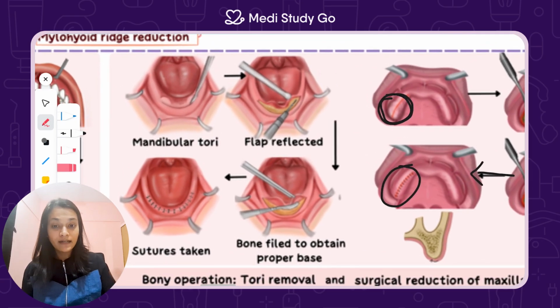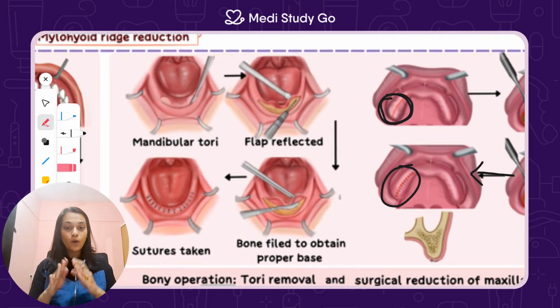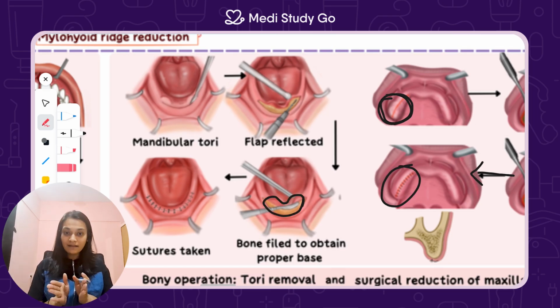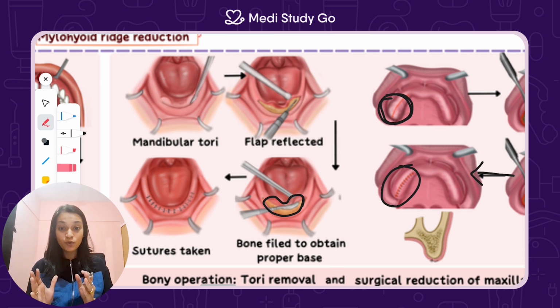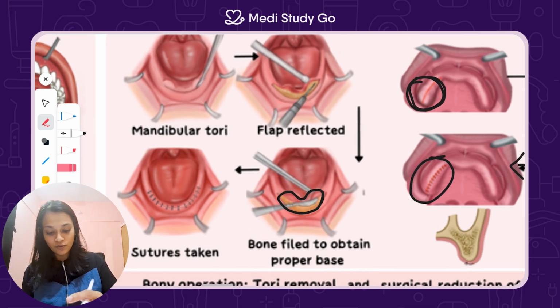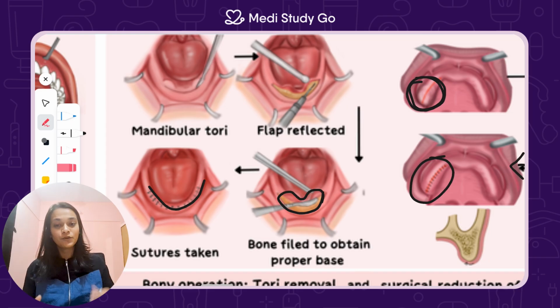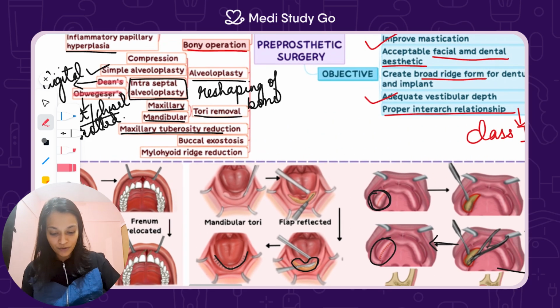Talking about the tori removal, it's similar. You open, you raise the flap, you file the bone that is irregular, make the denture bearing area smooth and contoured, and you suture it up well, allow the tissues to heal well, and you begin with the impression procedure.